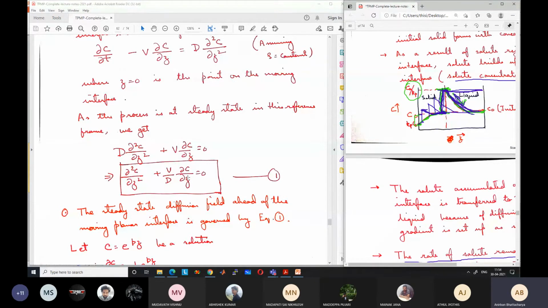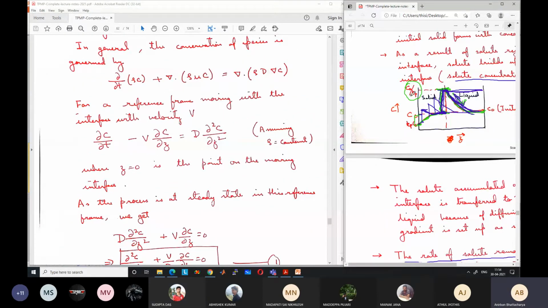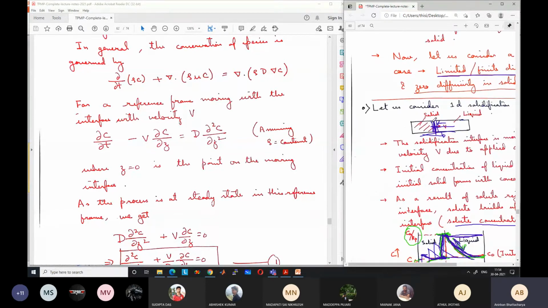Here v is the interface velocity, right? V is the interface velocity. Why is it negative? Because our reference frame is now moving with the interface. So from our reference frame, the interface has what velocity? If you are moving with the interface, it has zero velocity. So what is the velocity of the liquid now in the moving frame? The liquid is moving with v velocity.